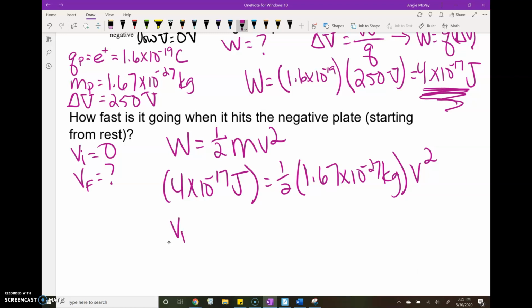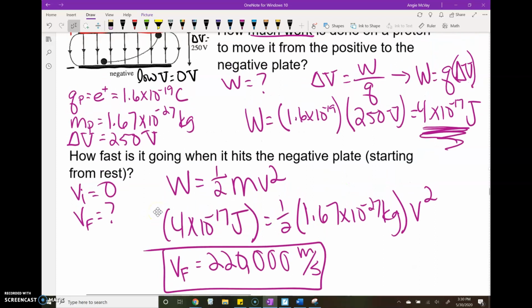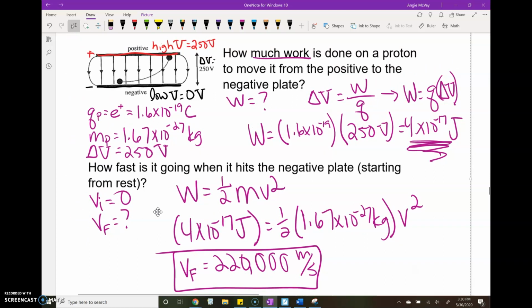It turns out that little tiny particle, with a little tiny change in its energy, gained enough energy to speed up to 220,000 meters per second. It doesn't take very much energy to speed up a little tiny particle a whole heck of a lot. This type of problem is very, very common in terms of what you'll be asked to do in problem solving for parallel plates and potential differences.